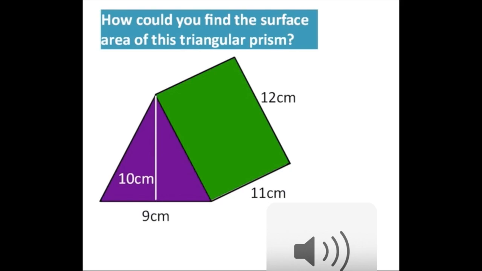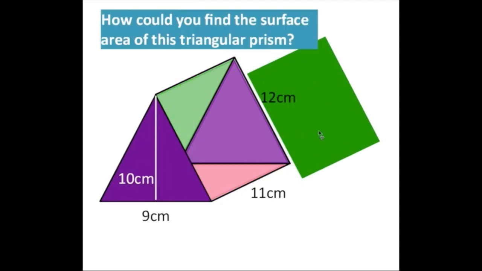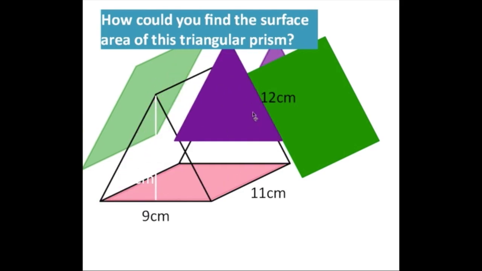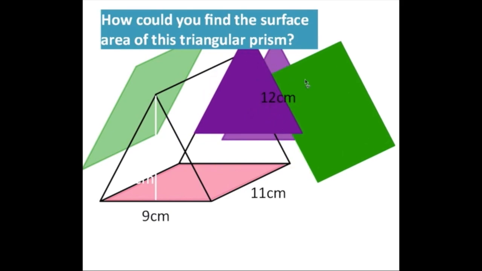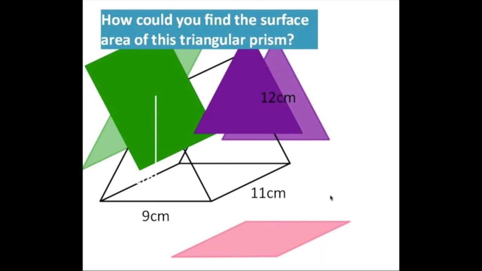How could you find the surface area of this triangular prism? Again, it's all about looking at it in terms of the different faces. So it's got two rectangular faces there and there. It's got two identical triangular faces there and there. And then it's got another rectangular face at the bottom.